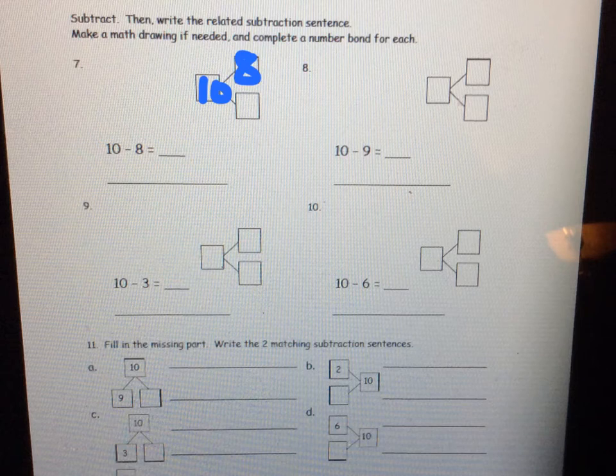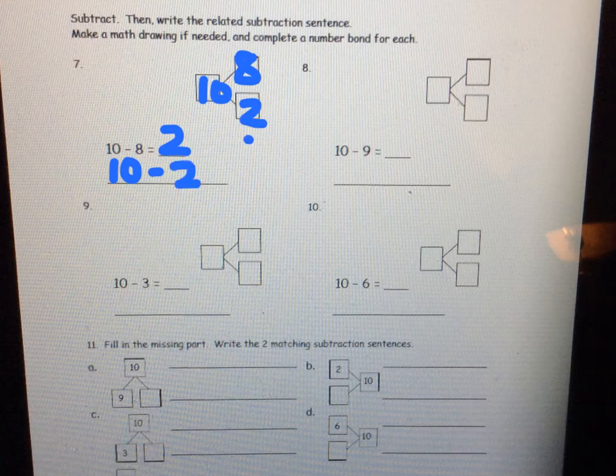Well, I'm going to go the opposite way. I know that 8 plus 2 equals 10. And now I'm going to make the opposite related fact. 10 minus 2 equals 8.